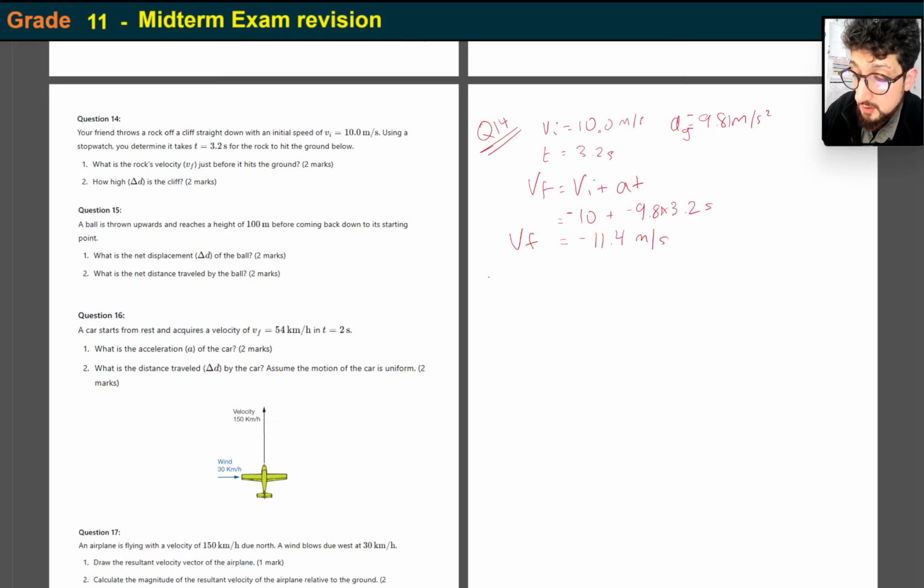Okay. Let's do question 15. Running out of space a bit. A ball is thrown upwards. Okay, so now it's thrown upwards and reaches a height of 100 meters. Before coming down to its starting point, what is the net displacement of the ball? Okay, so displacement is going to be final velocity minus initial velocity.